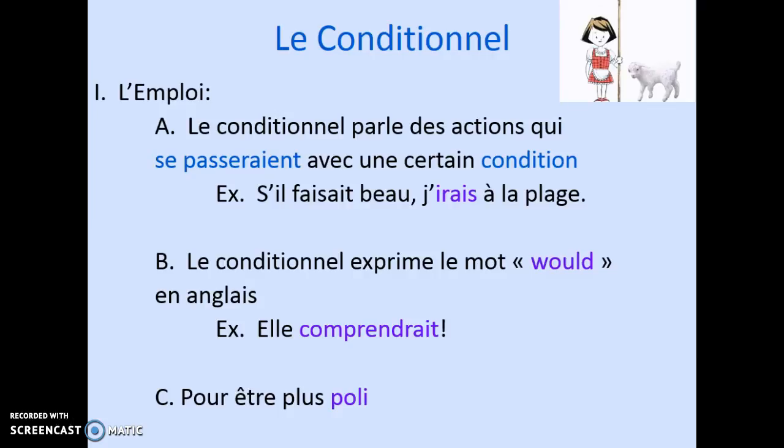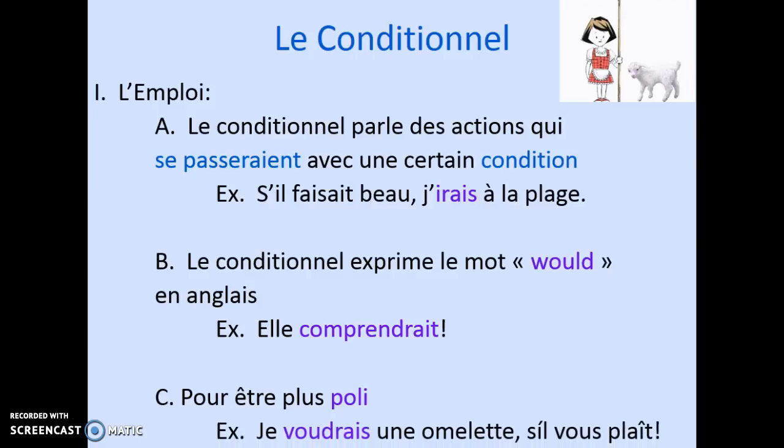And the last one, pour être plus poli. Poli, if you recall, means polite. So you're going to use the conditional tense to be more polite. And we do the same thing in English, you just don't realize it. Je voudrais une omelette, s'il vous plaît. I would like an omelet, please. So when you go to a restaurant, when you're requesting something from somebody else, when you're being polite, the conditional tense is what you would use. Je voudrais une omelette.